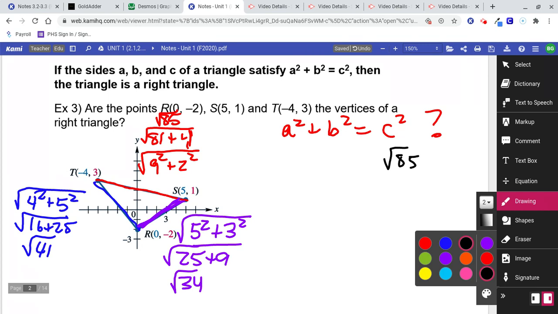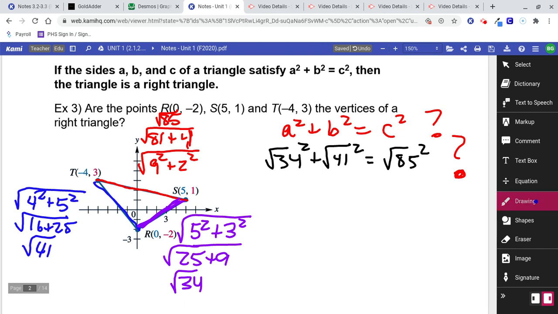It doesn't really matter, but square root of 34 squared plus square root of 41 squared equals square root of 85 squared. And I'm going to leave that question mark, because that's the question that I'm trying to answer. Is that true? Because if it is, then I know this is a right triangle. If it's not true, then I know it's not a right triangle. So do you remember what happens when you square a square root? It cancels out, right?